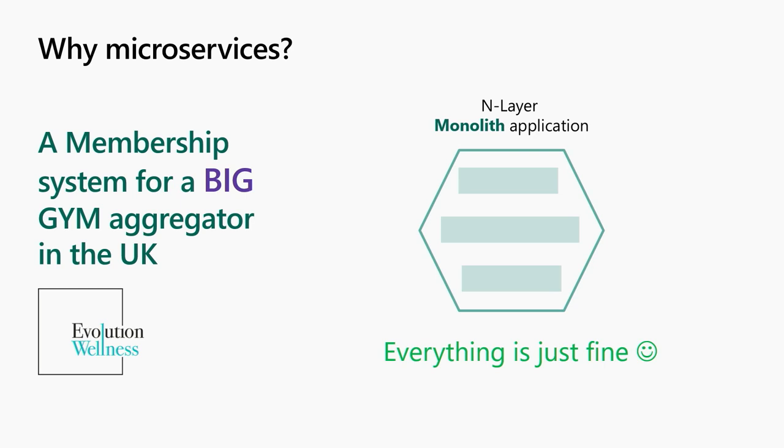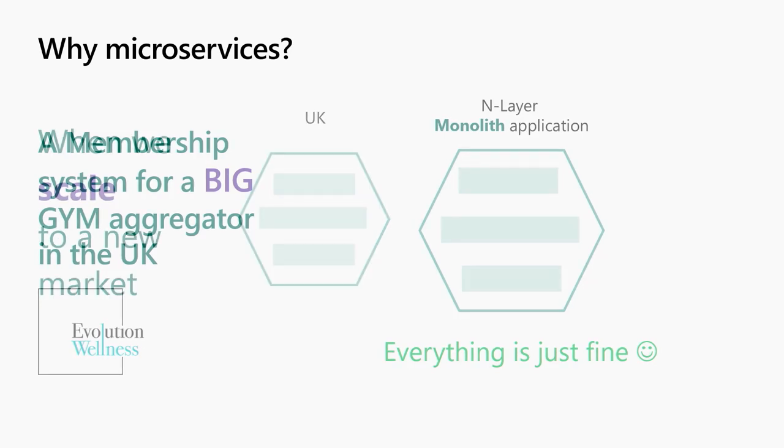For example, one of our clients is Evolution Wellness. We built a system for them more than 5 years ago. Evolution Wellness is a very big gym aggregator in the UK. They maintain a lot of gym clubs, manage member profiles for gymmers, and manage the timetable. So we built all kinds of activities for gymmers and operators of the gym clubs. Everything was fine with the monolithic application, and the client was very happy.